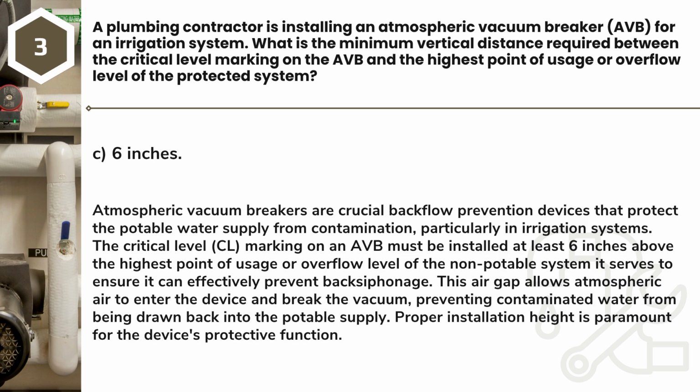Answer: C. 6 inches. Atmospheric vacuum breakers are crucial backflow prevention devices that protect the potable water supply from contamination, particularly in irrigation systems. The critical level, CL, marking on an AVB must be installed at least 6 inches above the highest point of usage or overflow level of the non-potable system it serves to ensure it can effectively prevent backsiphonage. This air gap allows atmospheric air to enter the device and break the vacuum, preventing contaminated water from being drawn back into the potable supply. Proper installation height is paramount for the device's protective function.